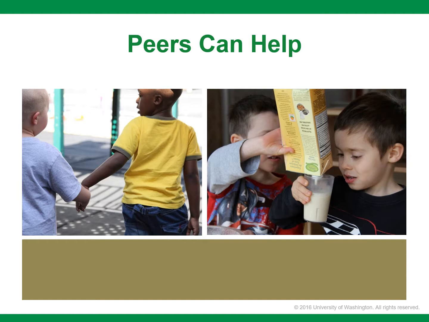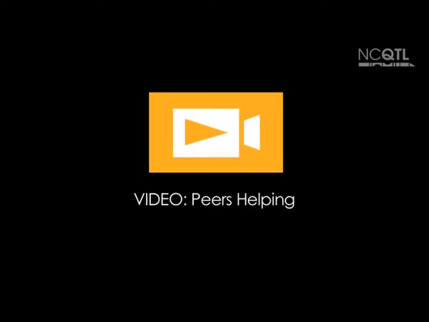A child who's not able to pour milk without spilling can be partnered with a peer who likes to help and can offer this to their friend. This video shows an example of some peers helping.